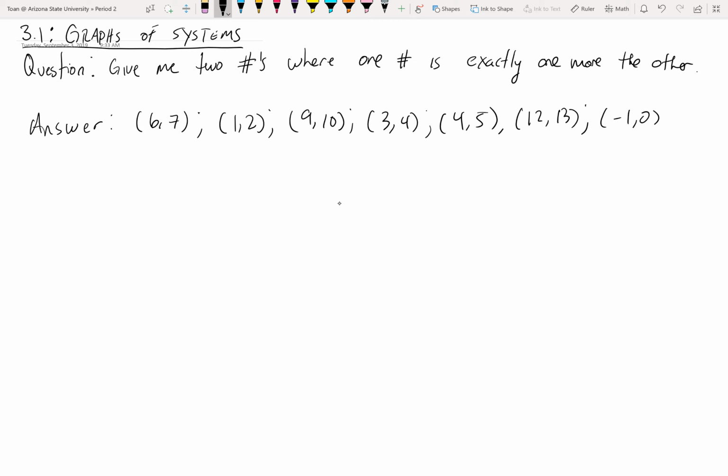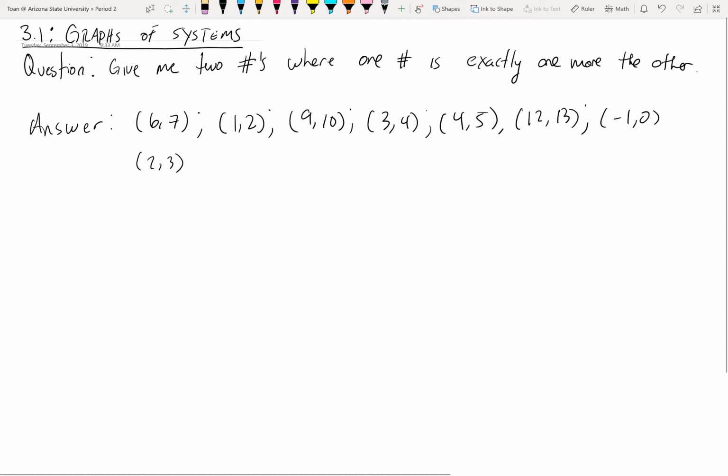What we did when you guys gave me those pairs, 6 and 7, 1 and 2, we built relations. That's why I wrote them as coordinates. That's how we represent relations with a coordinate pair. I'm going to do one more here, 2 and 3, just to complete the pattern. What I want to do is visualize this. Well, what do these points, they are points, we made them points, what do these points look like?